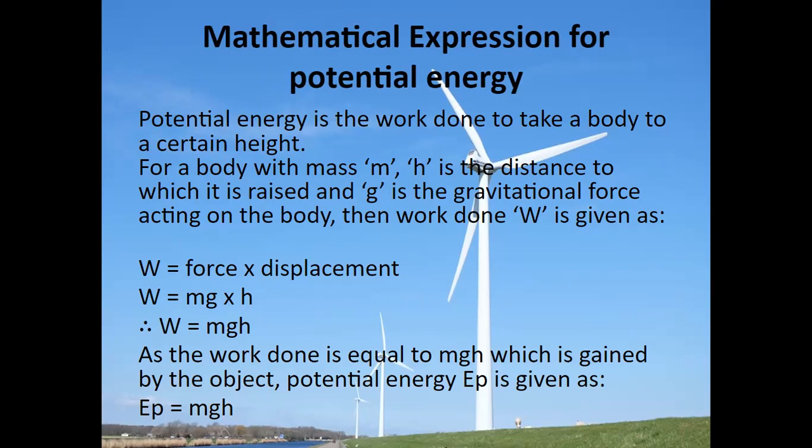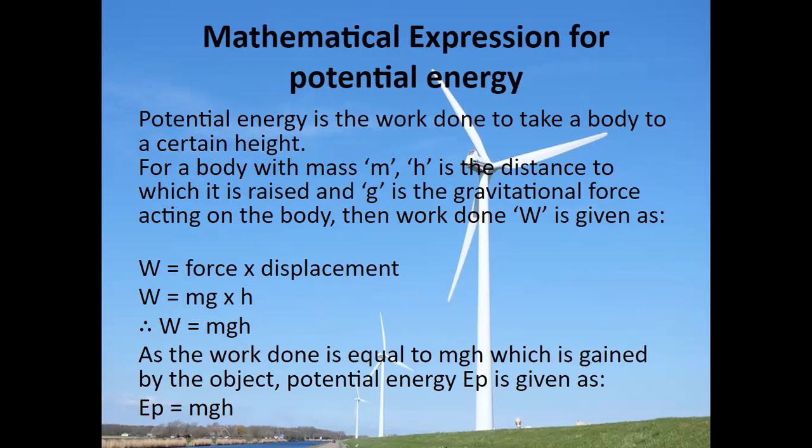And displacement means the object is kept at a certain height from the surface, that is h. W is equal to mg into h, that is W is equal to mgh. m is the mass of the object, g is gravitational force, and h is the height of the object. As the work done is equal to mgh, which is gained by the object as potential energy, EP is given by EP is equal to mgh.